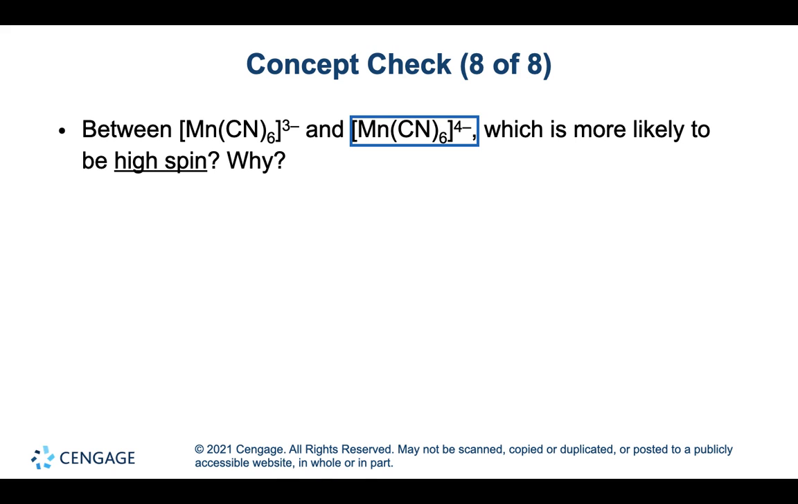I think I may disagree with this. I may think that MnCN6 3 minus would be the high spin case, because it had 3 unpaired electrons. I may have misanalyzed that one, but I'm thinking the 3 minus would be the more likely to be the high spin case.